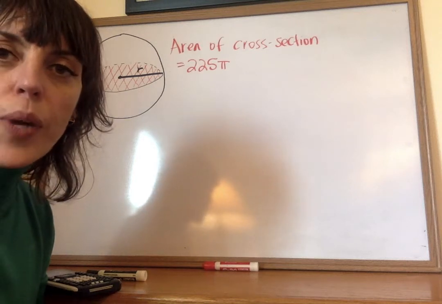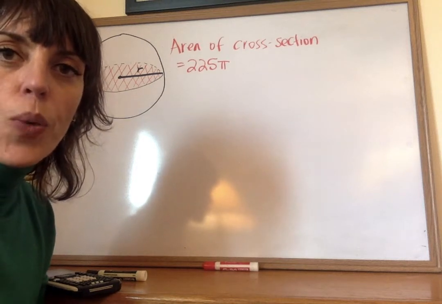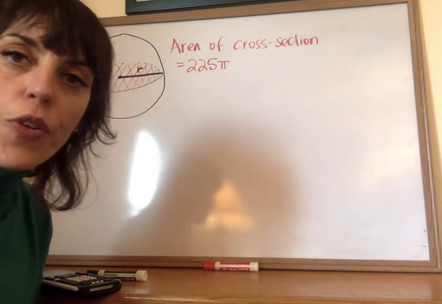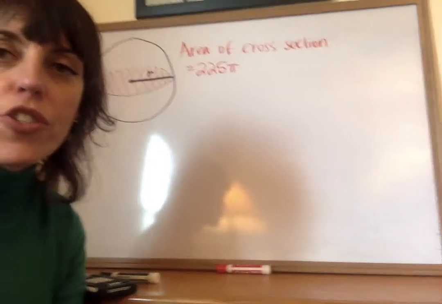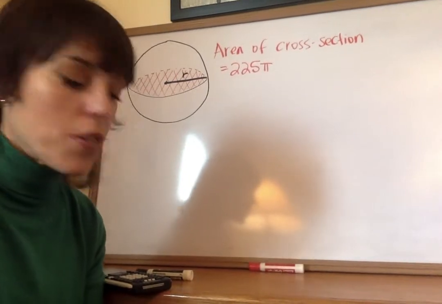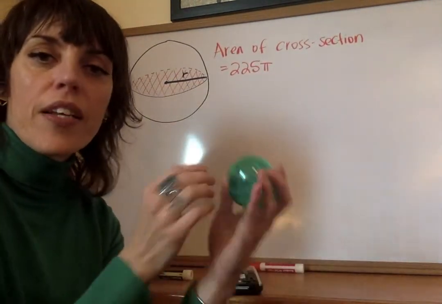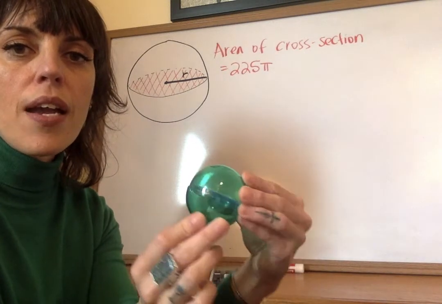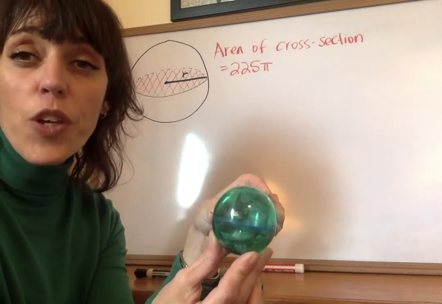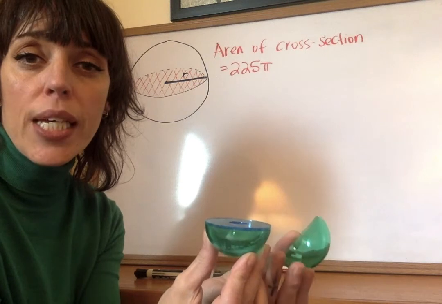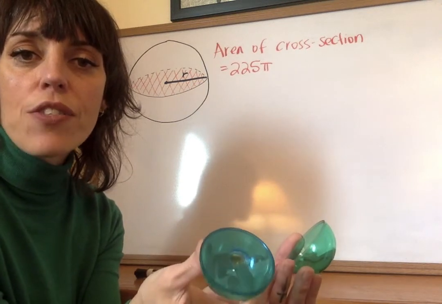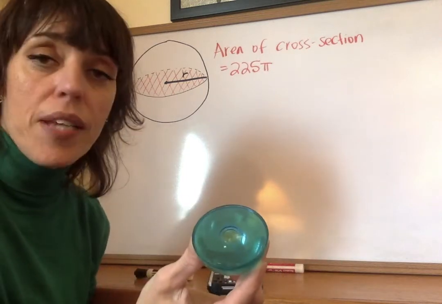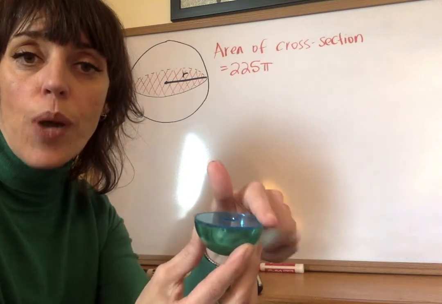In this problem, we're asked to find the volume of a sphere when all we know is the area of a cross-section of the sphere. So let me talk a little bit about what a cross-section is, and then we'll get into this problem. If I've got a sphere, here is a sphere, and I were to cut that sphere right in half, boink, then this flat circular surface that I now have is the cross-section that we're talking about in this problem.